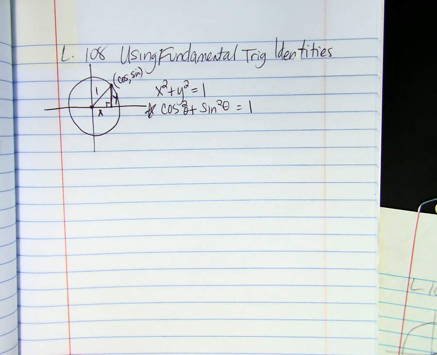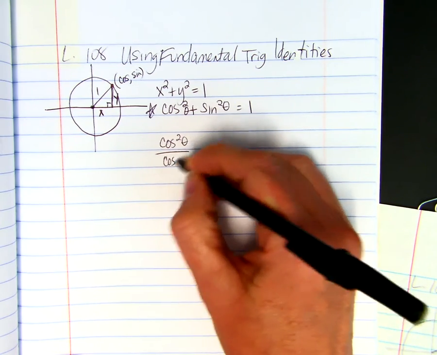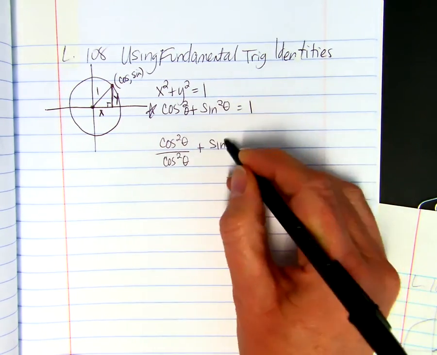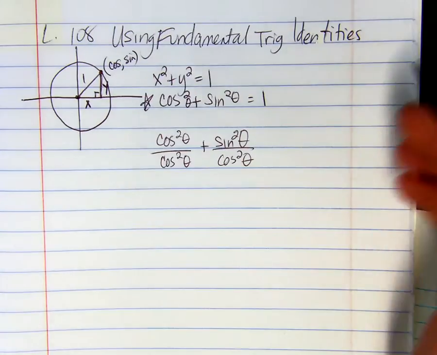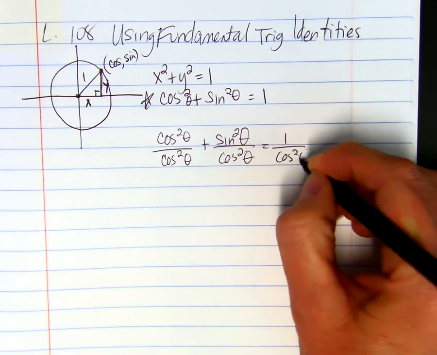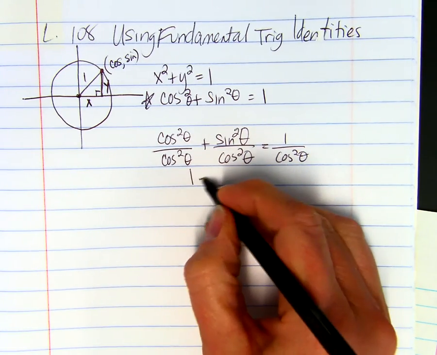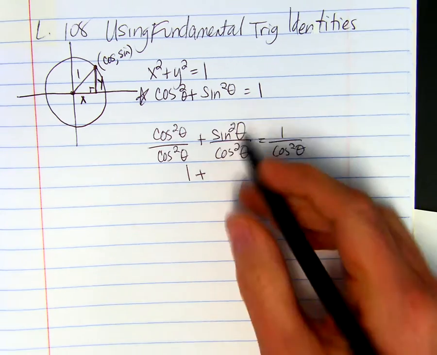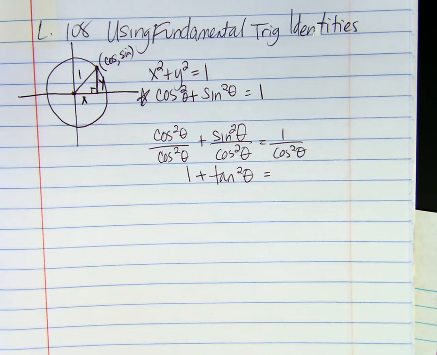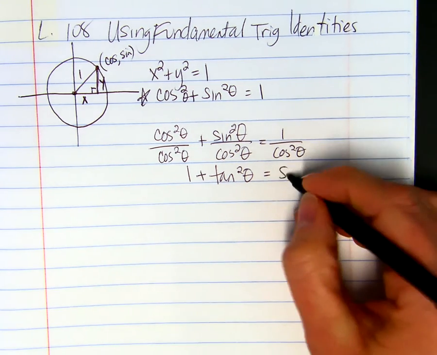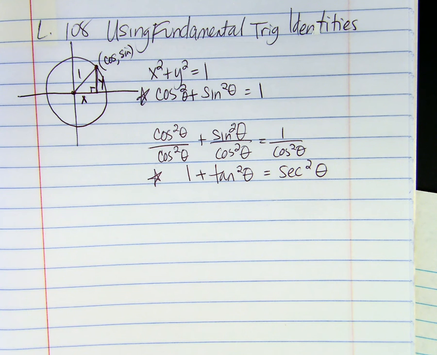If we divide all of those terms by cos squared theta, we will get cos squared theta divided by cos squared theta is 1, plus sine divided by cos is just the tangent, so this is tangent squared theta, and 1 divided by the cosine is called the secant, and so this is just the secant squared theta, and that's the second fundamental identity that we can use.